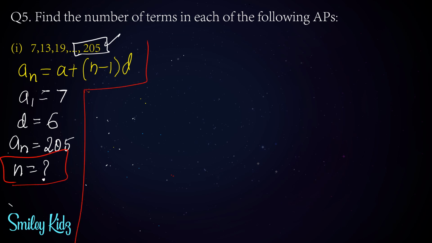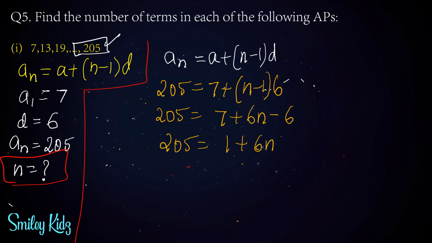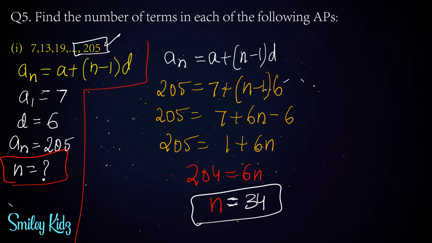Now we can just simplify by putting the values in that particular equation. AN is equal to A plus N minus 1 into D. What is the value of AN? 205 is equal to 7 plus N minus 1 into 6. 205 is equal to 7 plus 6n minus 6. And then we have 205 is equal to 1 plus 6n. 204 is equal to 6n. N will be equal to 204 upon 6, which is 34. Now, how many number of terms are involved in this AP? There are 34 terms in this particular AP.